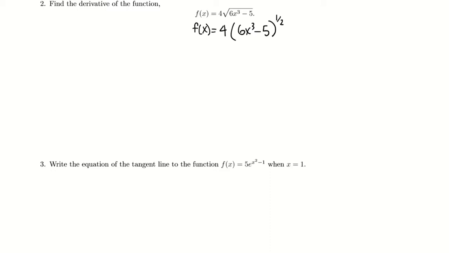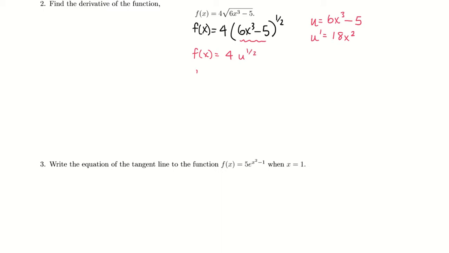So we'll let u equal this polynomial in parentheses, u equals 6x to the third minus 5, and then u prime would be the derivative of that, which is 18x squared. So then I'm going to rewrite f of x as 4u to the 1/2.